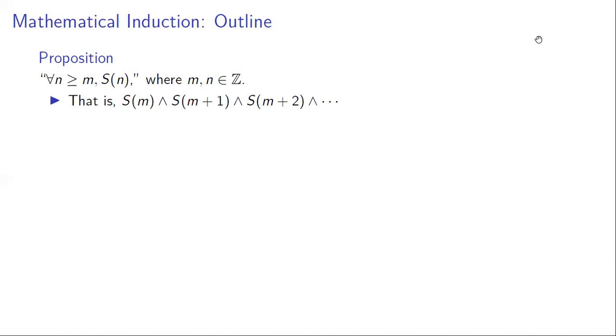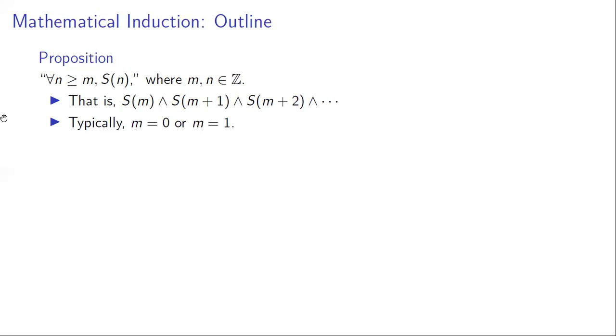In other words, for every integer that is greater than or equal to m, S applies to that integer. Now, S could be any type of sentence. Typically, m is equal to 0 or m is equal to 1. So typically, it's going to be something like, for all integers n greater than 0 or greater than 1, something applies to those integers. We'll see many examples of this.